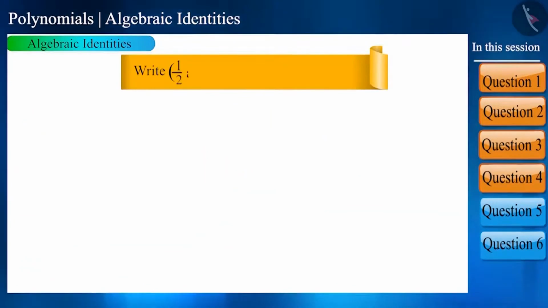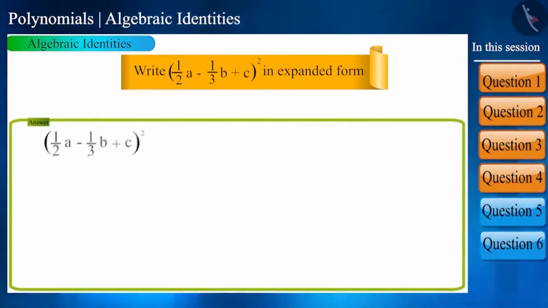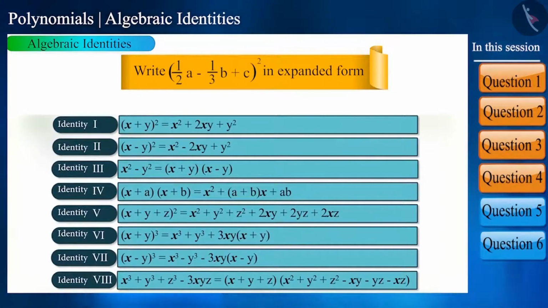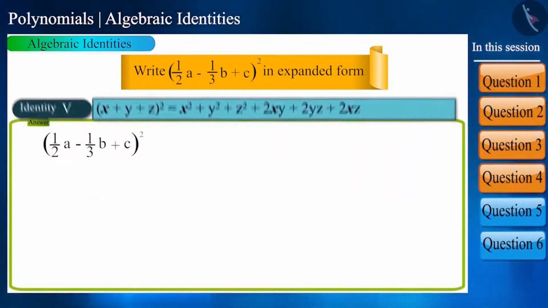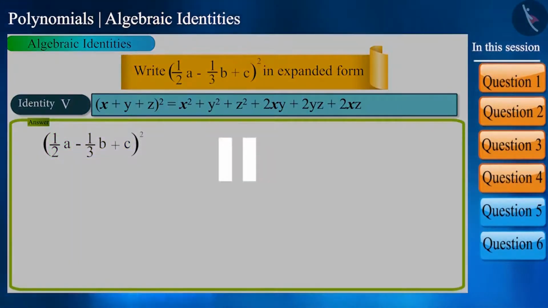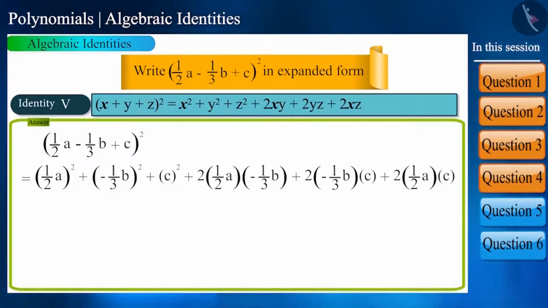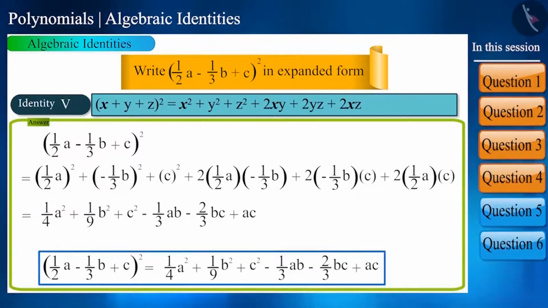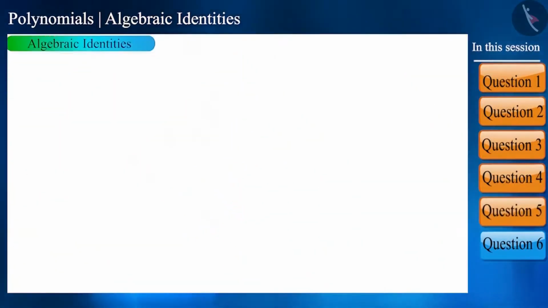Now write 1 by 2a minus 1 by 3b plus c whole square in an expanded form. Here, which identity will we use? Yes, identity 5. Here, x is 1 by 2a, y is minus 1 by 3b, and z is c. This is quite easy. Solve it yourself and see whether you are getting the right answer. Let's take the next question.